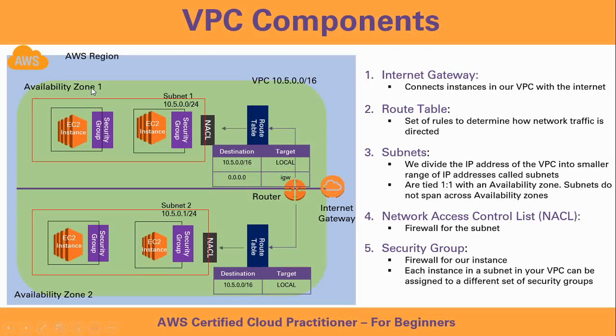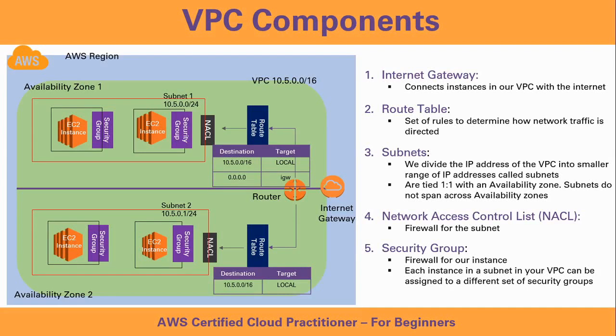Subnets are tied one-to-one with availability zones. So unlike the VPC, which spans across availability zones, the subnets are tied one-to-one with the respective availability zone. This ensures high availability because if the machines within one availability zone or one data center were to go down, the other machines in the other availability zone would still be available to manage the requests coming from our users. Also, the instances are launched from the subnet, not from the VPC.